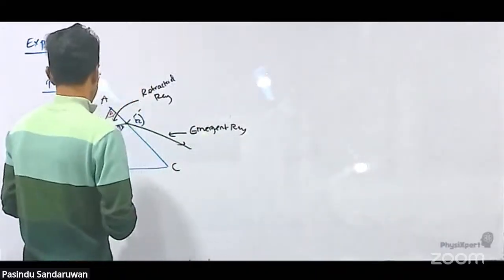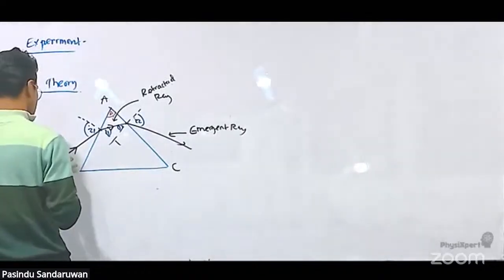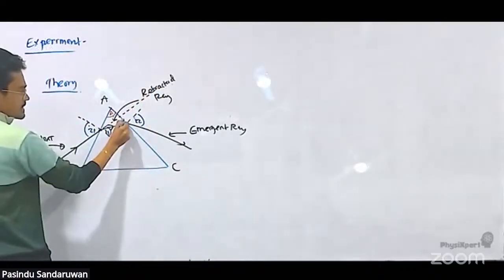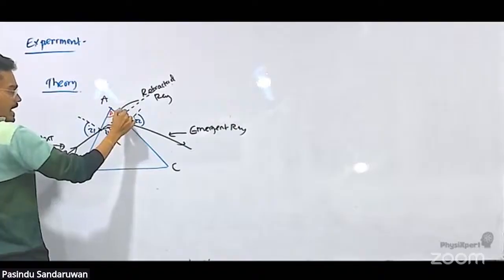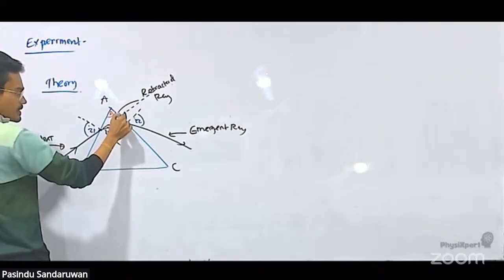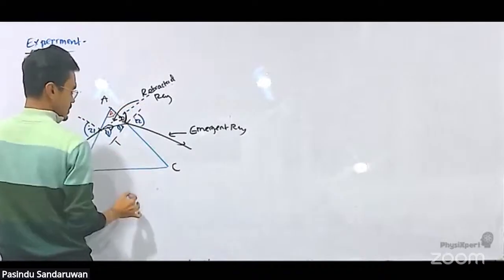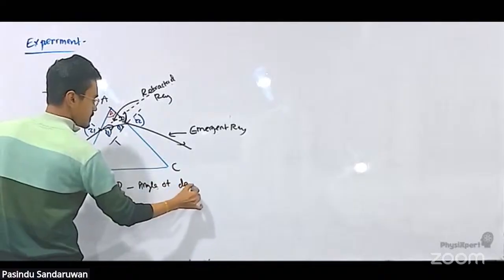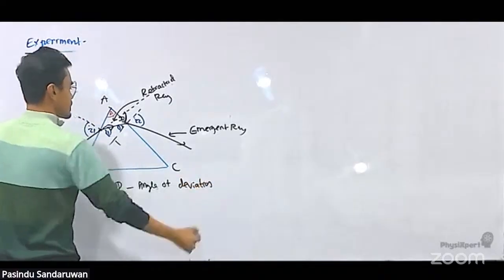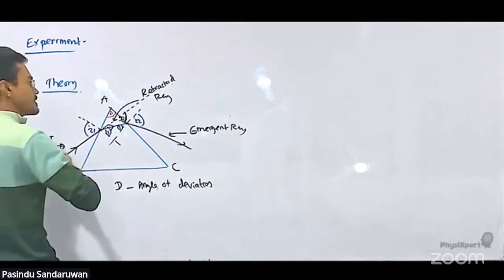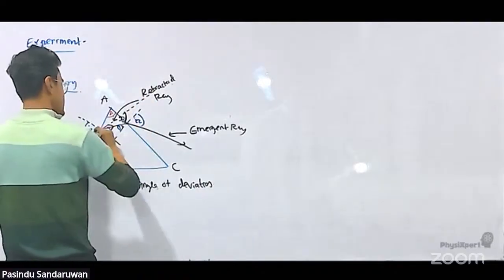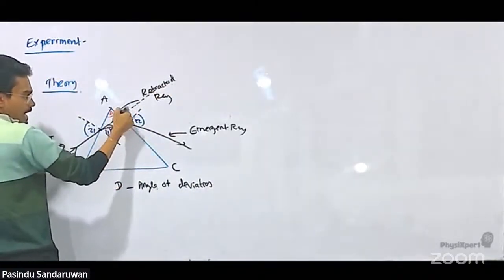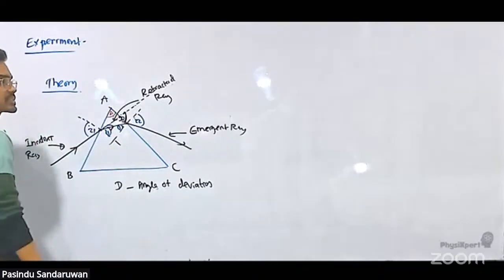My original ray is here. The final ray is here, the emergent ray. The angle between these two is called capital D, the angle of deviation. If you are using different colors, you can use different colors. Extend this direction: this is the original direction of the light ray, and this is the final direction. The angle between these two is the angle of deviation.